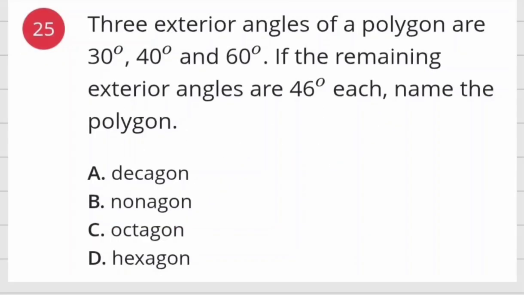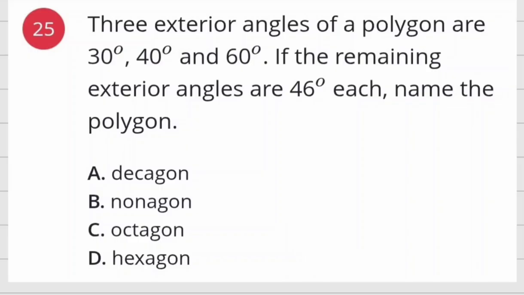Question 25 says the three exterior angles of a polygon are 30, 40, 60. If the remaining exterior angles are 46 each, name the polygon. We are told that the three exterior angles of a polygon are 30, 40, 60. If the remaining exterior angles are 46, we don't know the number of sides that this polygon has.